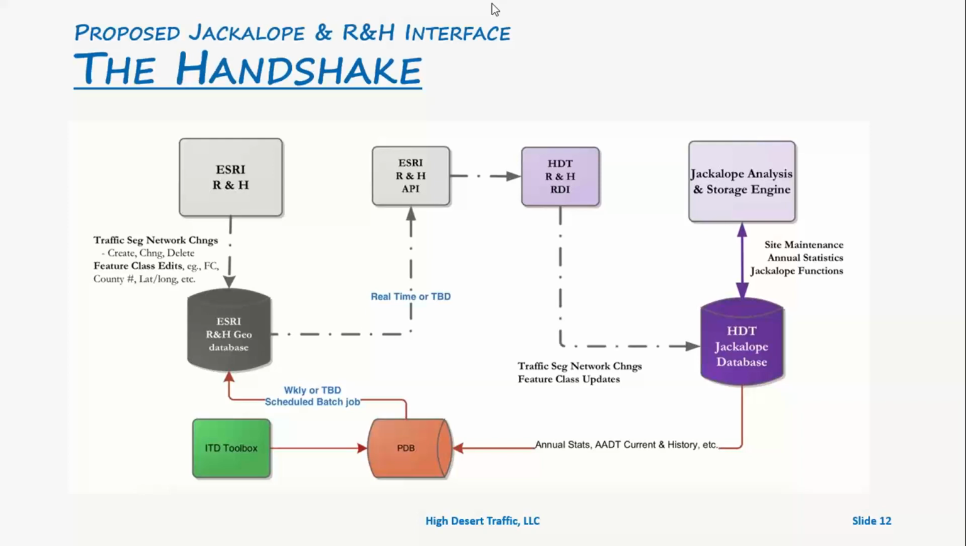That's awesome. So yeah, basically, from a technology standpoint, this diagram shows the flow of information. On the left there, we have roads and highways making traffic segment network changes, and these are the create, change, or delete events that might occur, feature class edits, basically any of the changes that you make in roads and highways gets thrown into the geodatabase there.